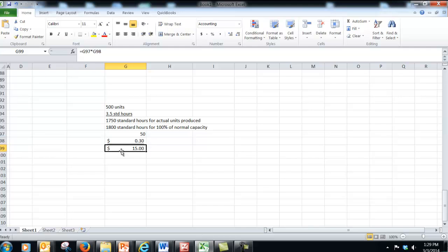$15. And so basically what this 50 hour difference is saying is that for that cost, we should have been able to milk 1,800 standard hours out of it, but we were only able to milk 1,750. Remember, the fixed cost stays the same regardless of the actual number of units produced. But if we're at 100% capacity, we can take care of 1,800, and we were not able to meet up to capacity, so therefore we're going to see that this is going to be unfavorable.